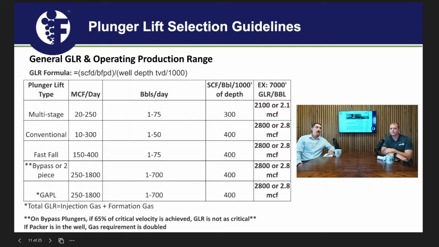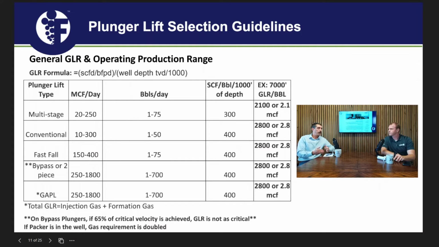Yep. So to sum it up, with conventional plunger lift, about 400 cubic feet of gas per barrel of liquid per 1,000 feet of depth is a good judgment, assuming we're not bucking really high line pressure. Right. And then with a bypass plunger, similar GLRs and or 65% of critical velocity. Because once you get below that, if you're not shutting the well in to build that energy, then it's just not going to run anyway.